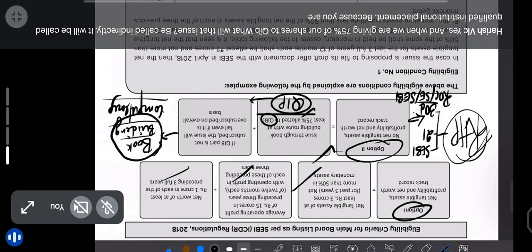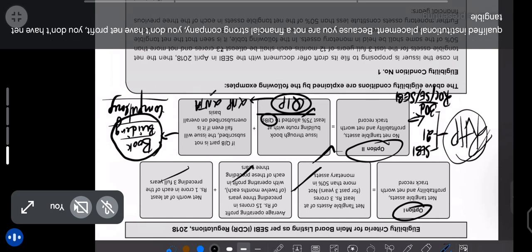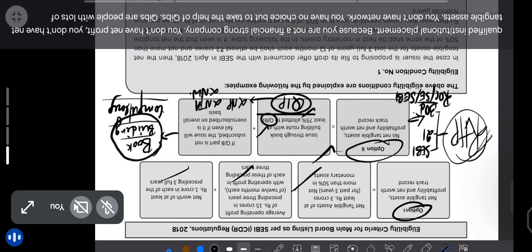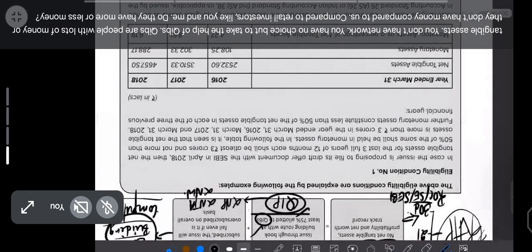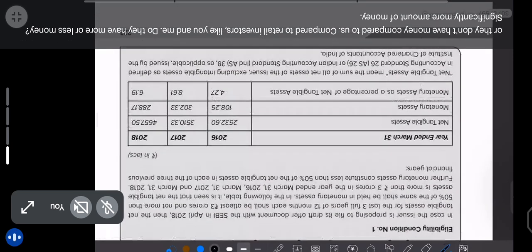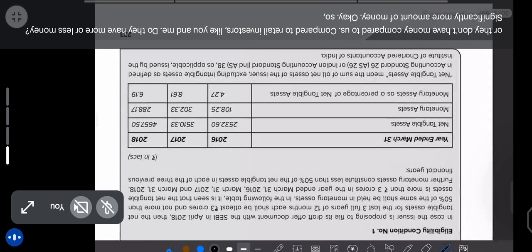Because you are not a financially strong company, you don't have net profit, you don't have net tangible assets, you don't have net worth, you have no choice but to take the help of QIBs. QIBs are people with lots of money, compared to retail investors like you and me. Do they have more or less money? More money. Significantly more amount of money. Okay. So this is your eligibility criteria.